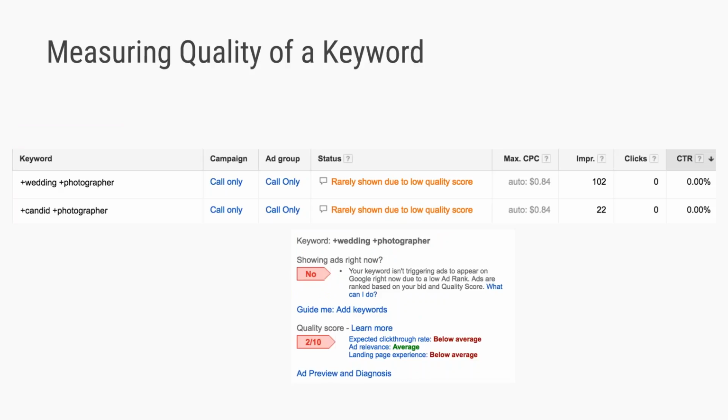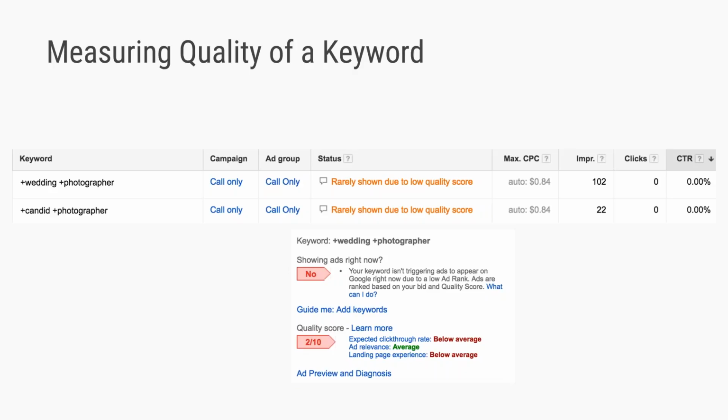Quality score is another metric that we discussed at length in our last series. It tells us how relevant your keyword is to the ad and to the landing page. It also decides if your ad is eligible to show or not, and if yes, which position it will show in. In the AdWords account, you have an option to see the score for every keyword. It's rated from 1 to 10, and ideally a quality score above 5 is considered good.